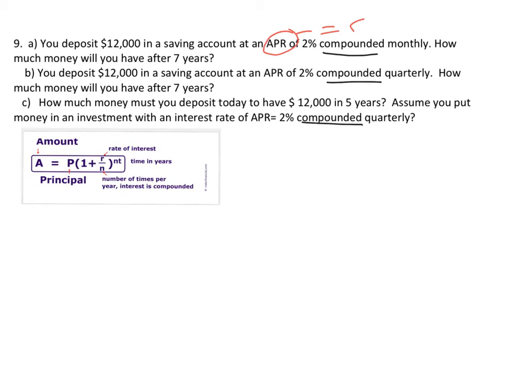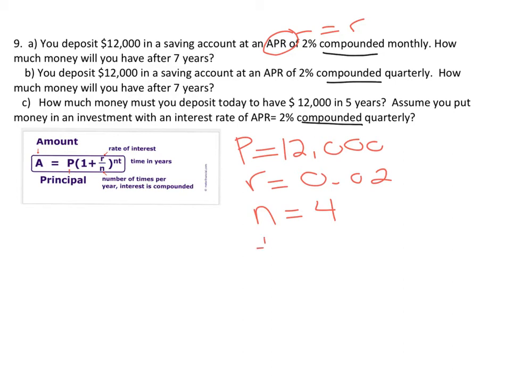Okay, so we have P is 12,000, just like before. R is, I'm going to go straight to 0.02. Quarterly means once per quarter of a year. There are 4 quarters in a year, so N is 4. Notice that N is the number of times per year, not the percentage of a year. I've seen people make mistakes where they make N be a quarter. It's how many times per year, so it should be a whole number, generally. And then how much will you have after 7 years? That puts us with a T of 7, and we're looking for A.